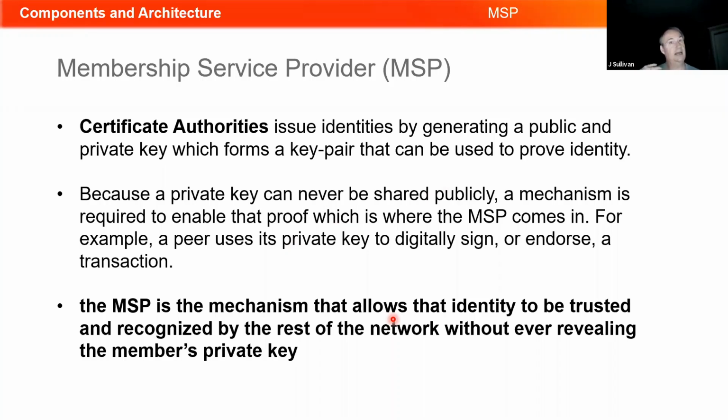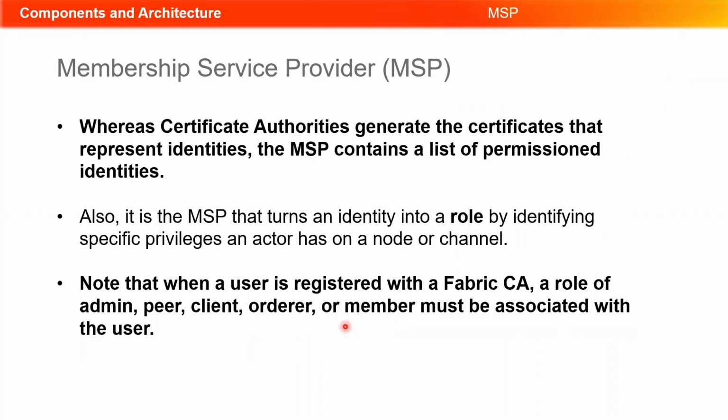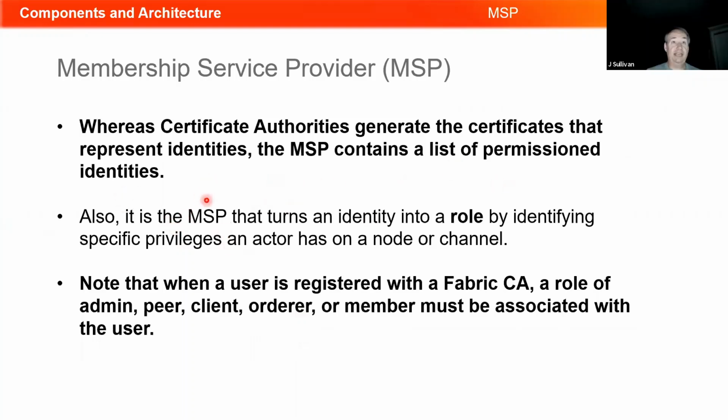So if you need to send me a message or a transaction, you encrypt it with my public key and you know who I am. And I'm able to validate who I am because I also have my private key. And then I decrypt the message with that private key. And since nobody else has the private key, that's also considered a signature for me to sign the transaction. And certificate authorities generate their certificates for the different memberships with the permissioned identities, and the MSP gives us our identity and our role on the Hyperledger nodes and channels. And when a user is registered with the Fabric CA, a role is given. So admin, peer, client, or member must be associated with a user.